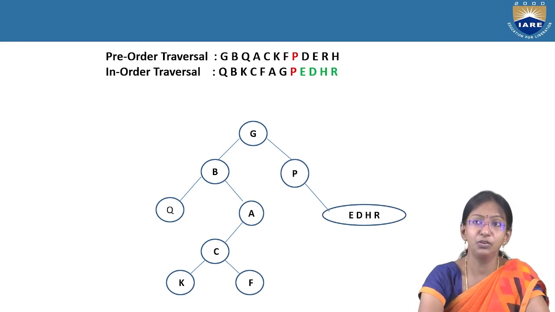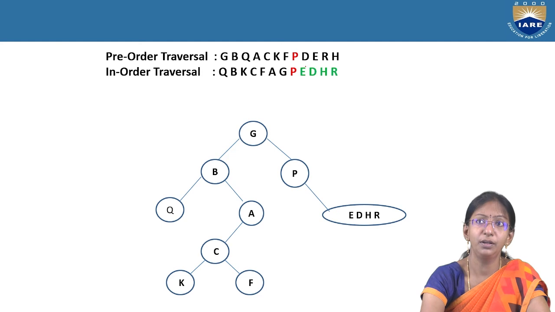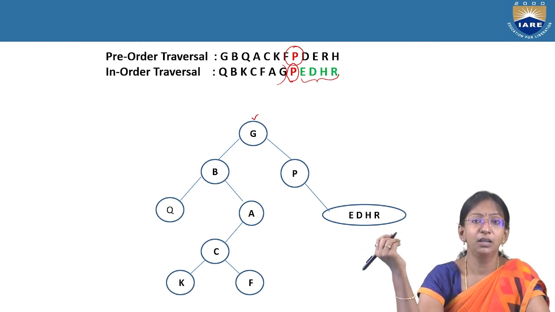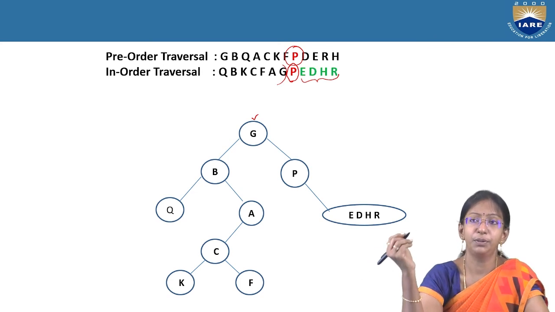Next, coming to the next element in your preorder, which is P. Right? So P, where is it in your inorder? Here it is. You do not have any element left to it in inorder. G is already taken, my dear, which is the root. Coming to the right, E, D, H, R. These are the four elements, sorry, which are going to be placed in the right subtree of P. Let's see what will be the order in future.